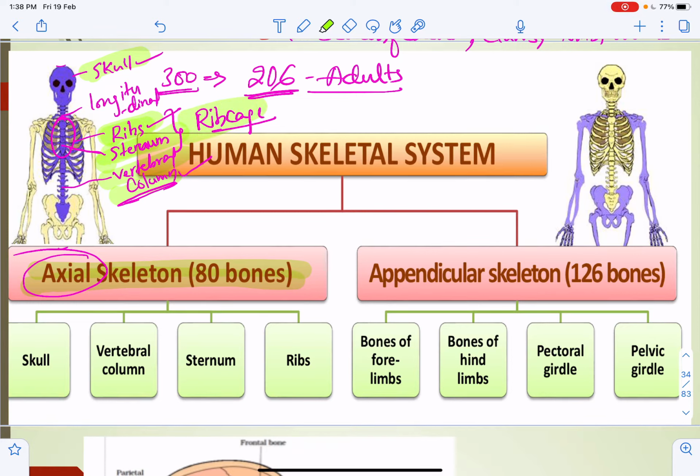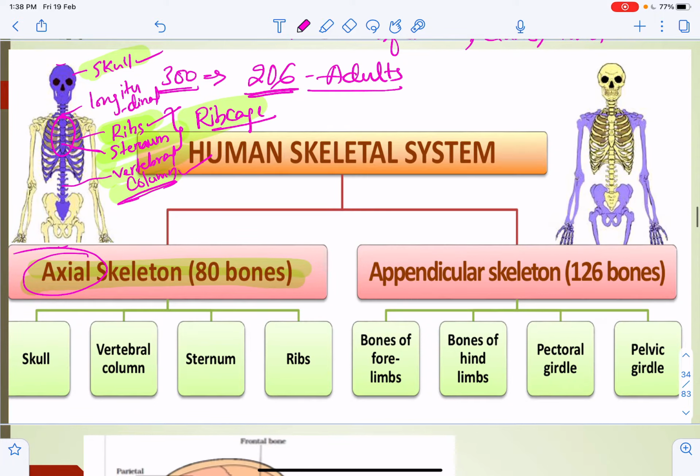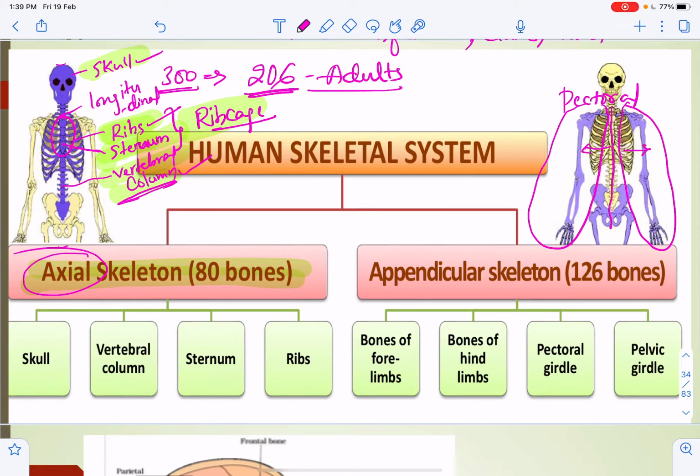Next, the other one is the appendicular skeleton. These bones are present lateral to the longitudinal axis, at the sides, and are associated with the appendages. Appendages means limbs. Together they form the pectoral girdle. These pectoral girdles help the limbs attach to the vertebral column.